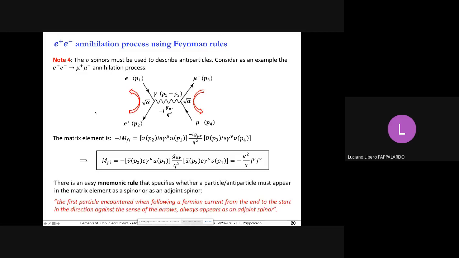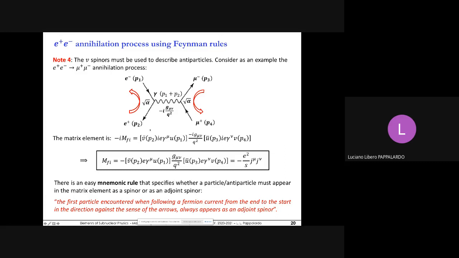which is, of course, one of the Feynman rules, and it is the following. The first particle encountered when following a fermion current from the end to the start, in the direction against the sense of the arrows, always appears as an adjoint spinor. So what does it mean? Let's go back to the diagram.